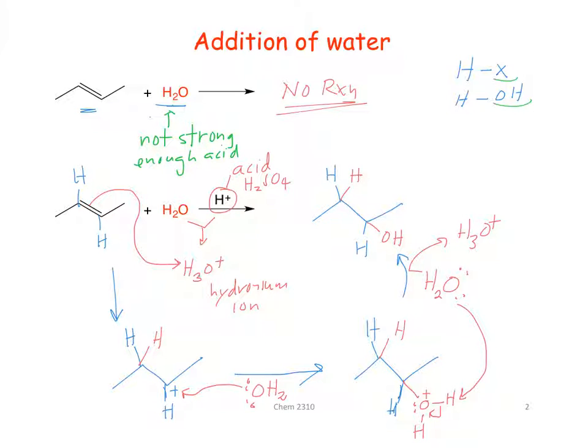Or we could say it the other way, is that the alkene is quite a weak base, and so we need a strong acid to react with it. Okay, so without the catalyst, no reaction takes place. But if we add the acid catalyst, then we can get this hydration to take place. So we can call this an acid-catalyzed addition of water, an acid-catalyzed hydration reaction.